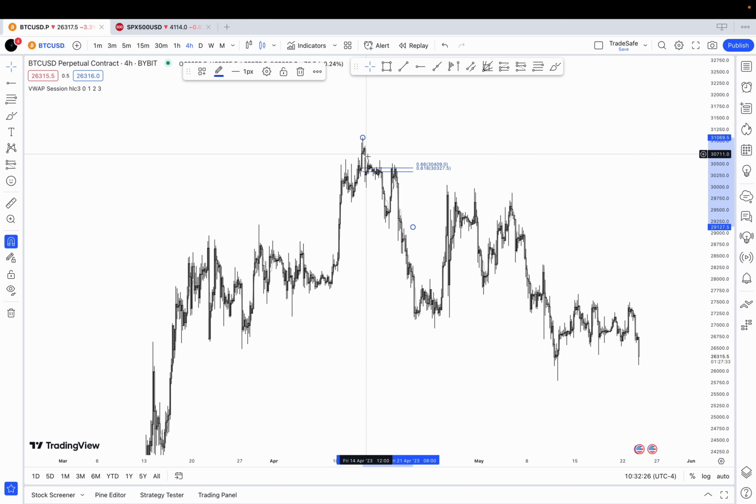We are looking for that change of market structure, as we've just taken that local low, and we would be looking for price to retrace back into making a lower high, and then that's where we look to short.